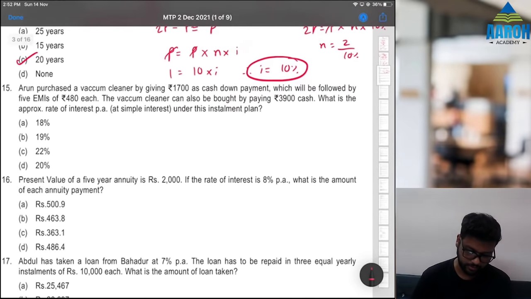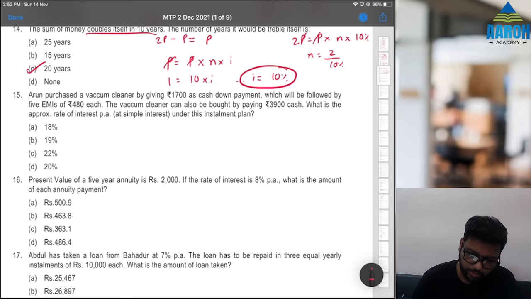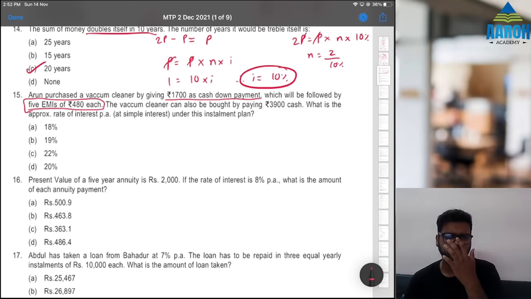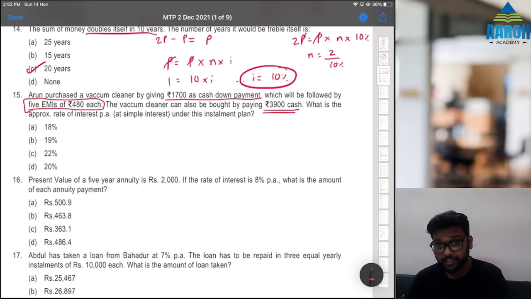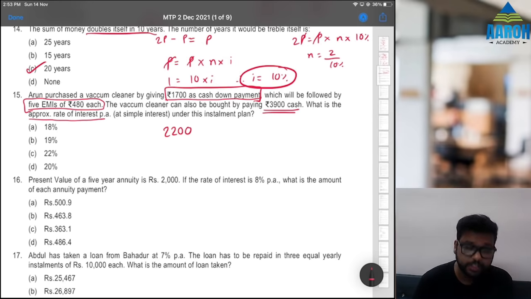15th. Now 15th is a bit of an illogical question. Why? Let's read. Arun purchased a vacuum cleaner by giving 1700 as cash down payment, which will be followed by 5 EMIs of 480 each, so equated monthly installments. The vacuum cleaner can also be bought by paying 3900 cash. Out of 3900 cash, we have paid 1700 as down payment. That means how much is the loan? 3900 minus 1700. So 2200 is the loan amount. What is the approx rate of interest per annum?